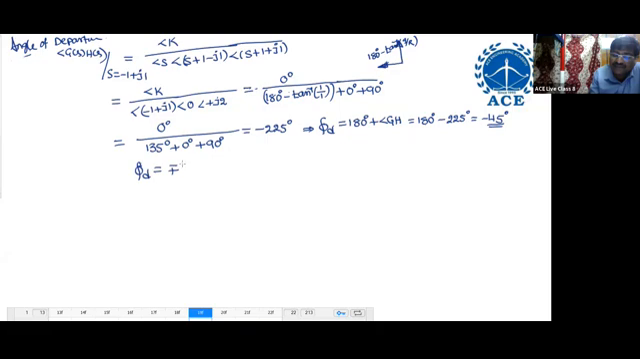So the angle of departure, phi d, finally is minus or plus 45 degrees. This is the angle of departure. Now draw the root locus diagram.